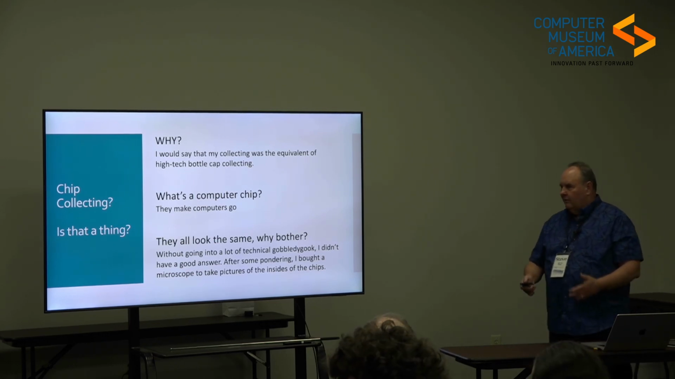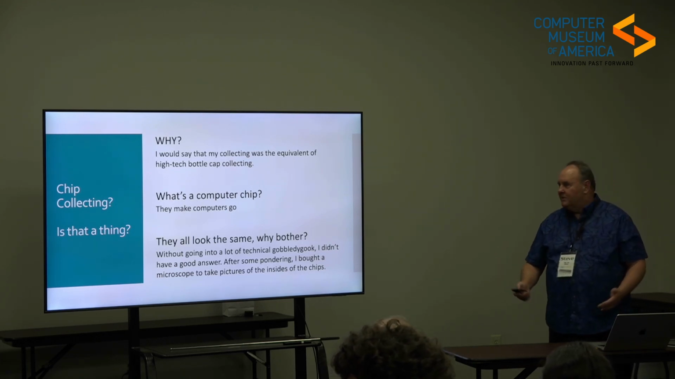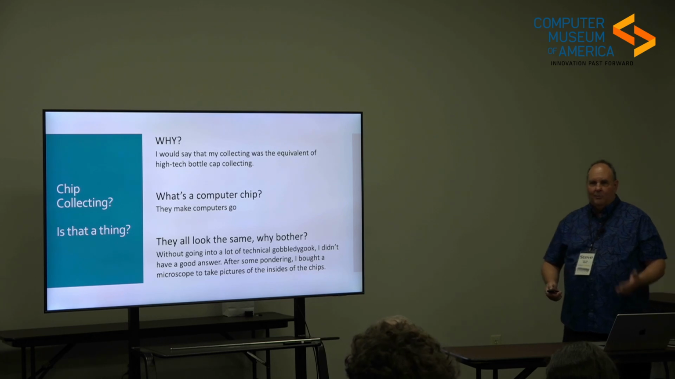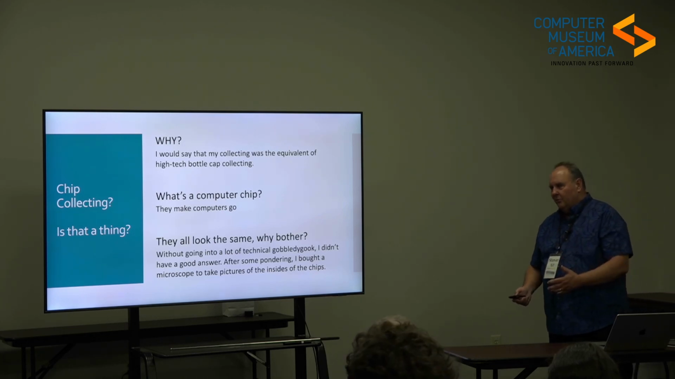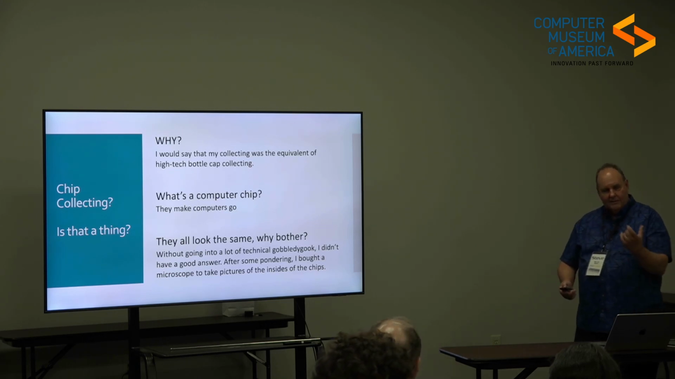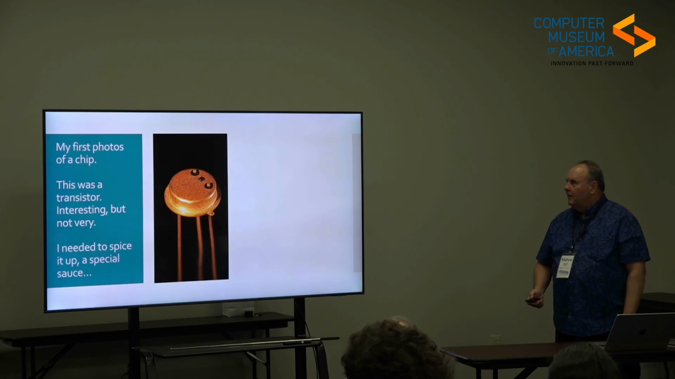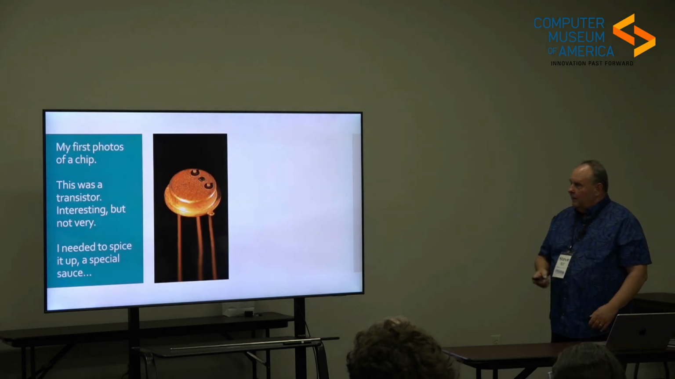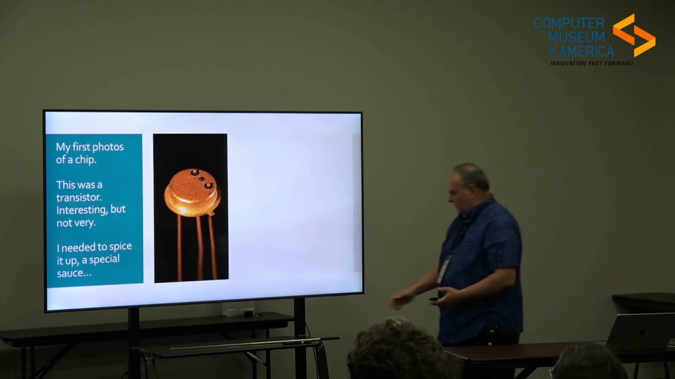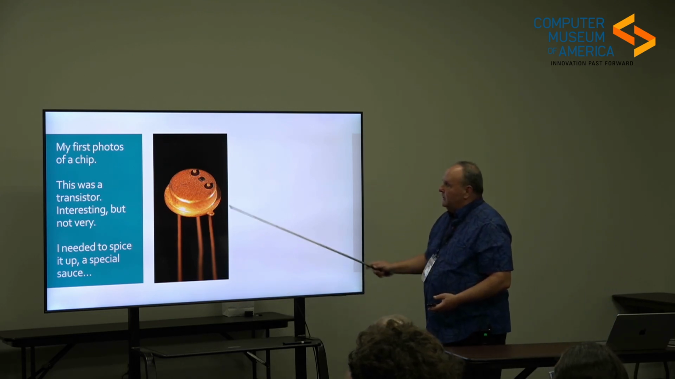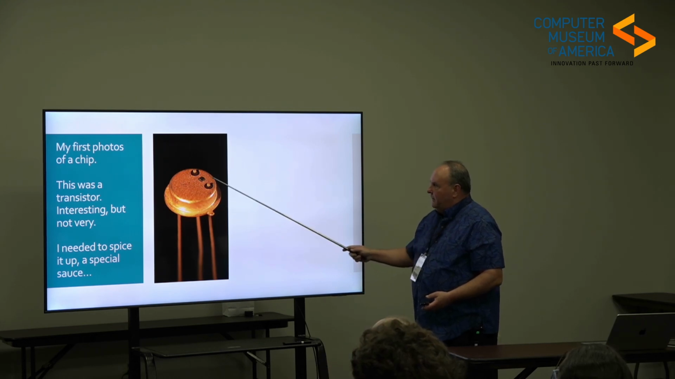I really couldn't figure out a way to express my passion about computer chips. And so I bought a microscope and started taking pictures of the insides of the chips. And that's when I really started realizing there's a whole lot of difference between this package and the actual real chip that's down inside it. So this is actually one of the very first photographs I took of a chip. This is a transistor, and this used to have a metal cap over the top of it, and I pulled it off. This is the chip itself.